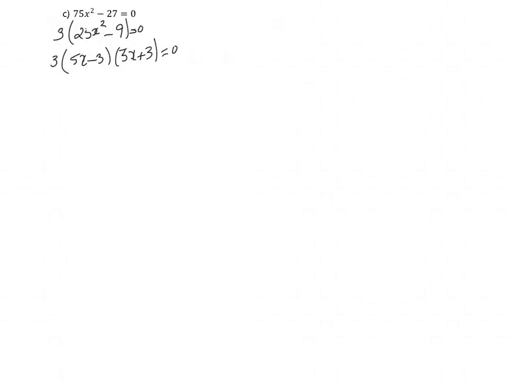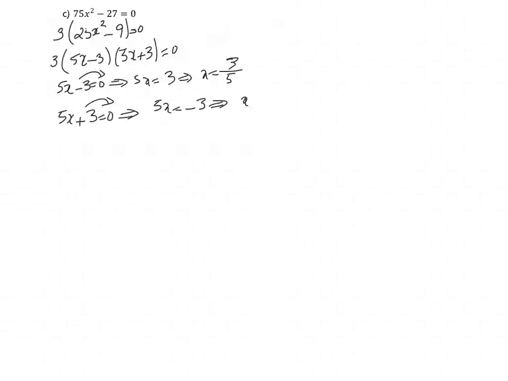is equal to 0. When the product is 0, then it means one or both of them have to be 0. So 5x minus 3 is 0. So 5x is equal to 3. If I move this one to the right, x is equal to 3 over 5. 5x plus 3 is equal to 0. I move 3 to the right, I get 5x is equal to negative 3. So x is negative 3 over 5. So these are the two solutions here.